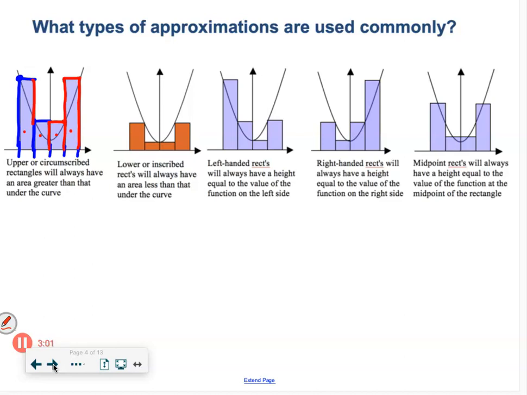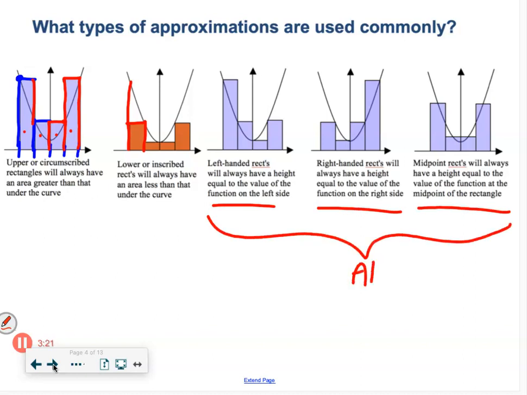This next one would be lower or inscribed rectangles. And again, you just look at the 2 sides of the rectangle, and whichever one is lower, that determines the height of your rectangle. The next 3 actually, these guys are the most common types on the AP exam. The College Board will always ask you either left, right, or midpoint. Your book also most commonly asks you for left, right, or midpoint, which is nice.